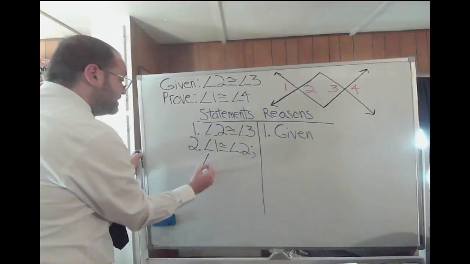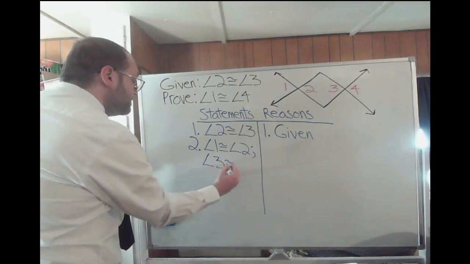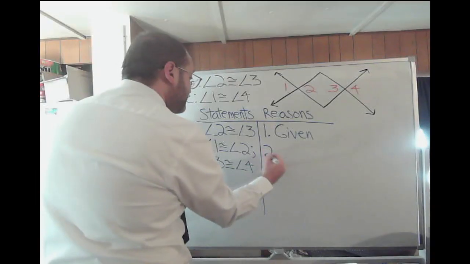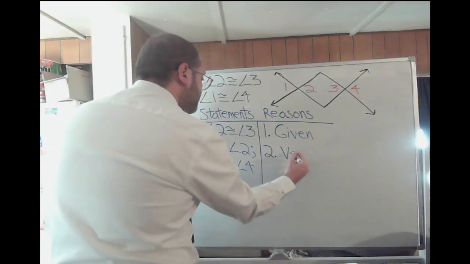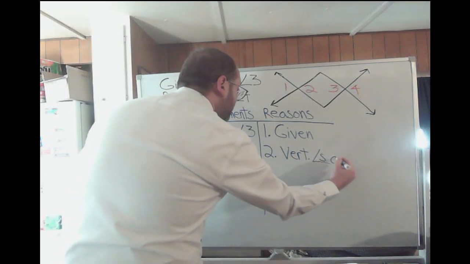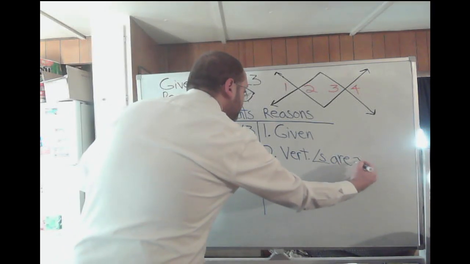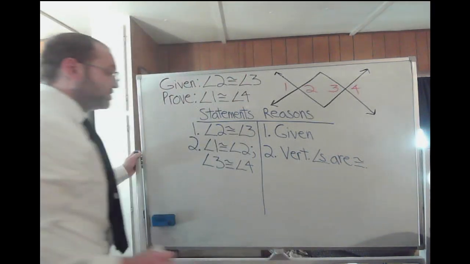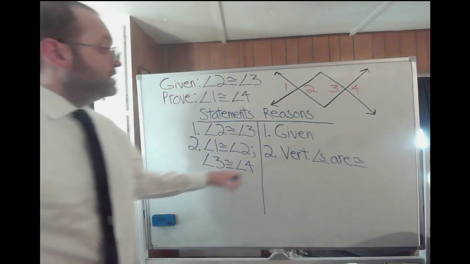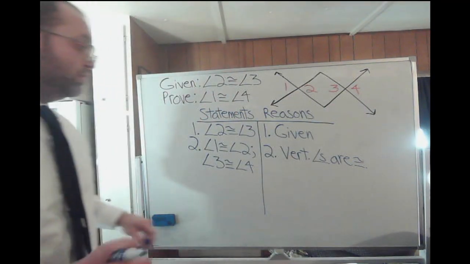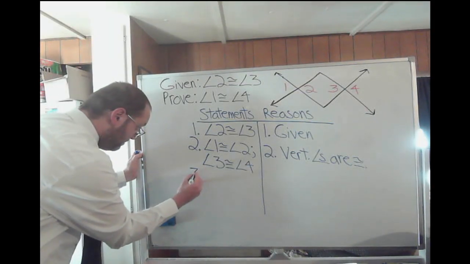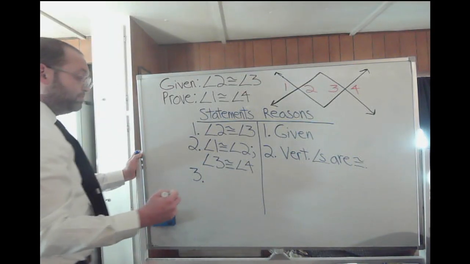And then we can say that angle 3 is congruent to angle 4 by the same reason. And that is going to be by that wonderful theorem that vertical angles are congruent. So by vertical angles are congruent, we can say angle 1 is congruent to angle 2, and then angle 3 is congruent to angle 4. And then really, we can go ahead and prove it in the next step here. We can prove everything in the next step.